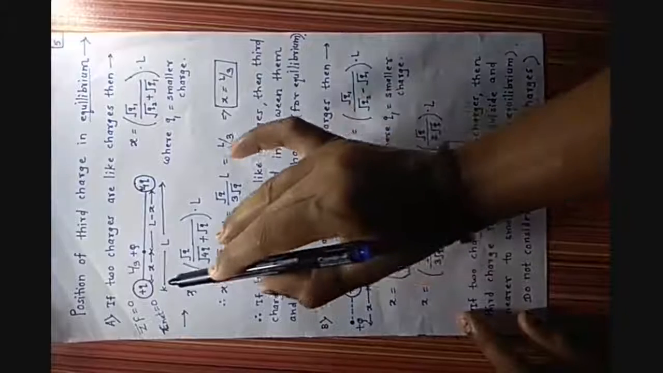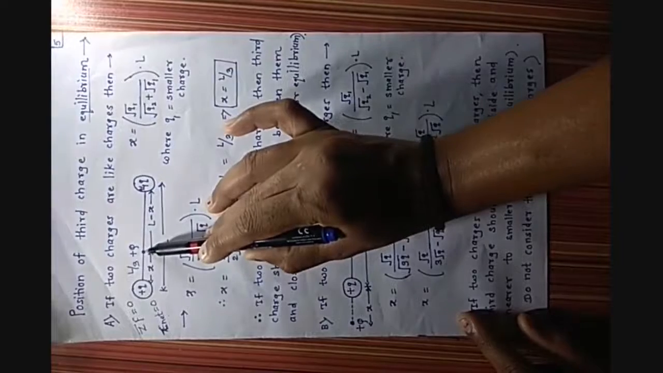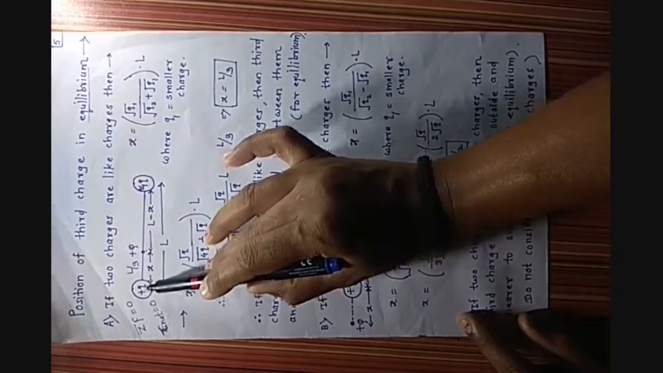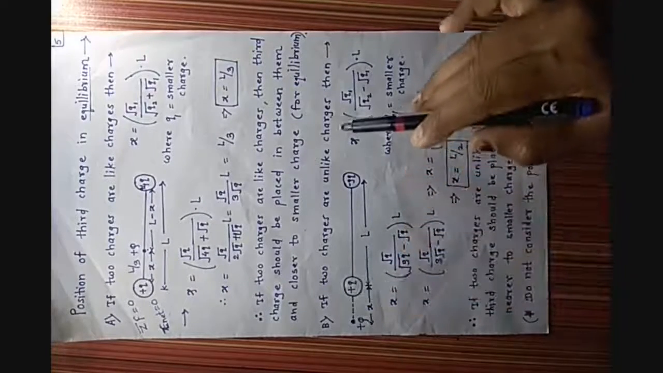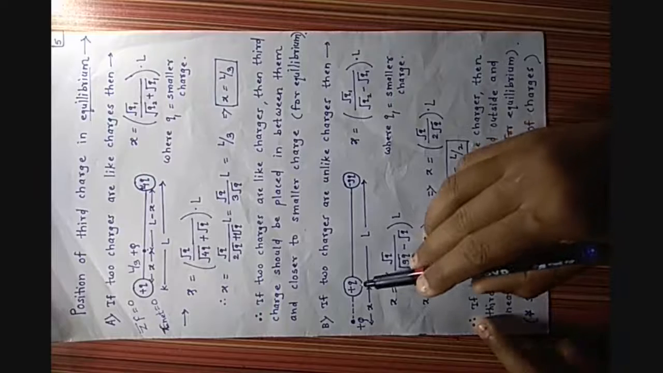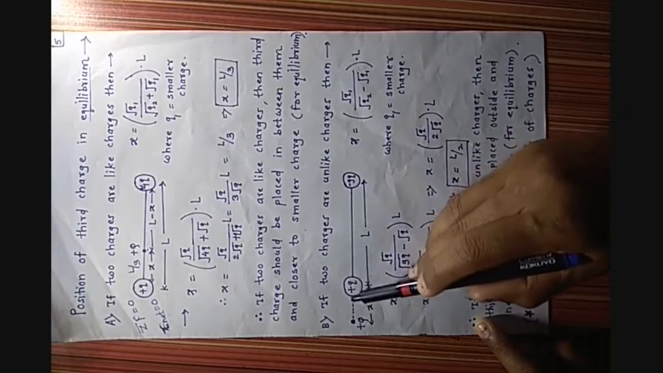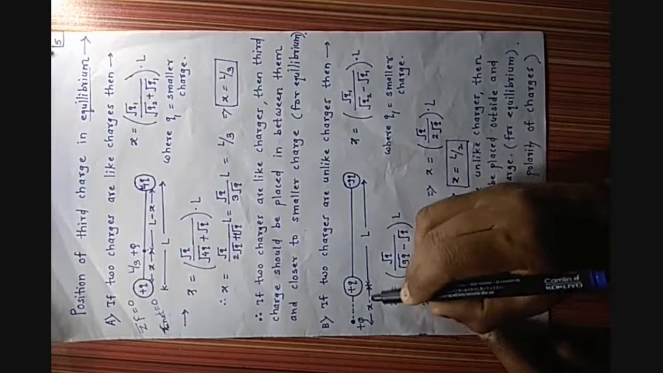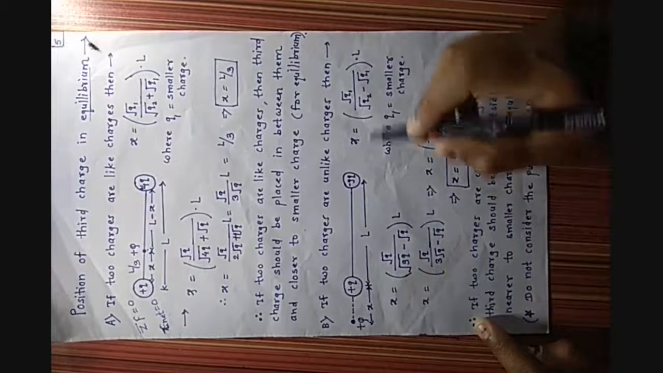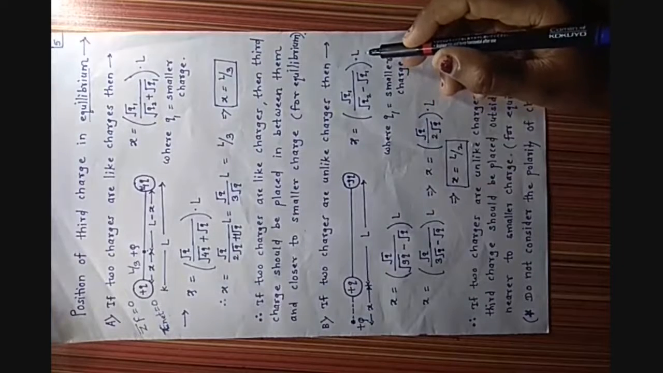जर इथे मायनस Q आणि मायनस 4Q असतं तरी सुद्धा तुम्हाला चार्ज मध्येच प्लेस करावा लागला असता आणि तो स्मॉलर चार्जच्या जवळ. Now the next condition, if the two charges are unlike charges, then the third charge must be kept outside the two charges and closer to the smaller charge, and we can find this distance x by using this formula: x equals root Q1 upon root Q2 minus root Q1, into capital L.